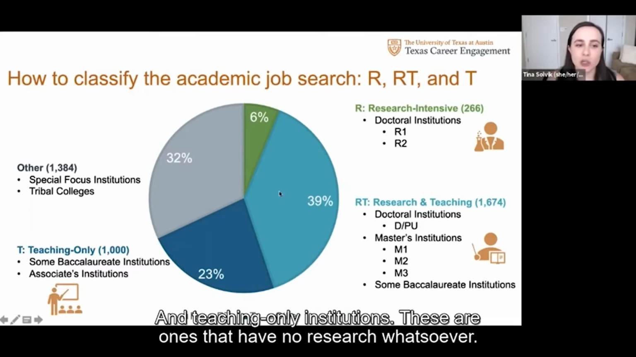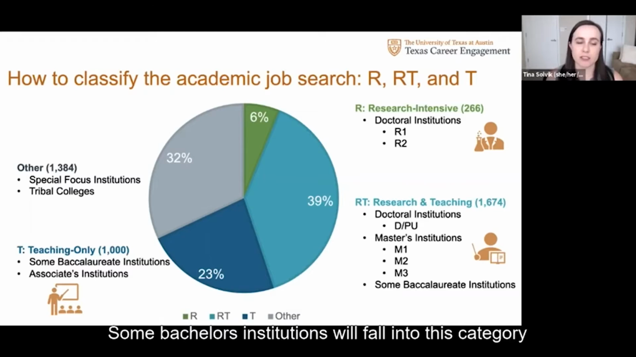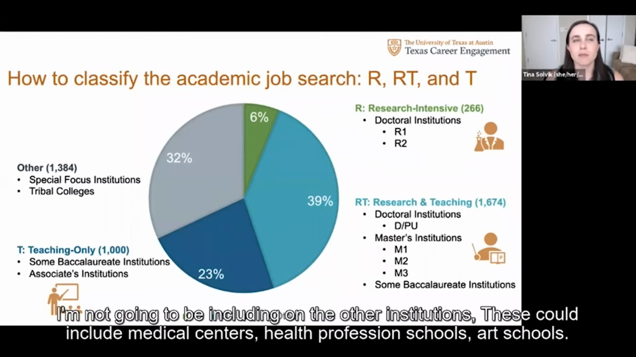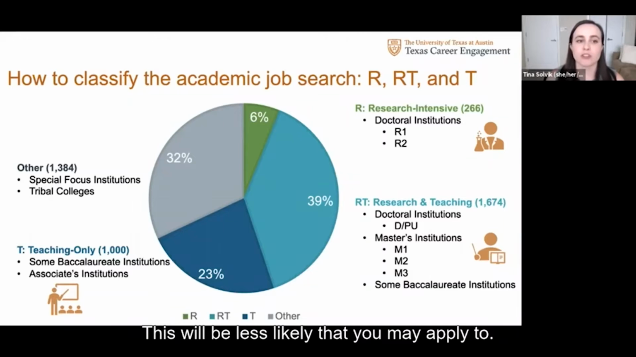And then teaching only institutions, these are ones that have no research whatsoever. Some bachelor's institutions will fall into this category, but it's also mostly associate's institutions, which means any community colleges. I'm not going to be focusing on other institutions. These can include medical centers, health professions schools, art schools, so these are going to be less likely that you may apply to.